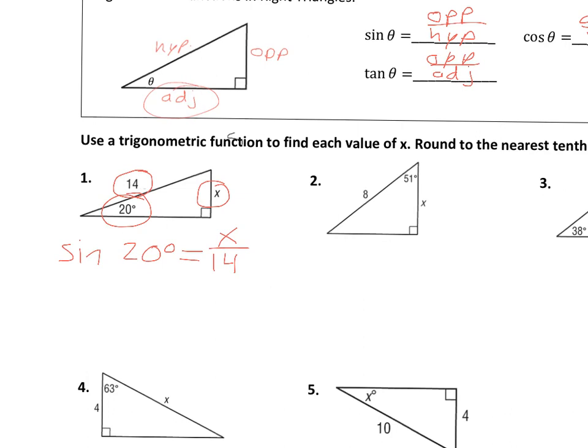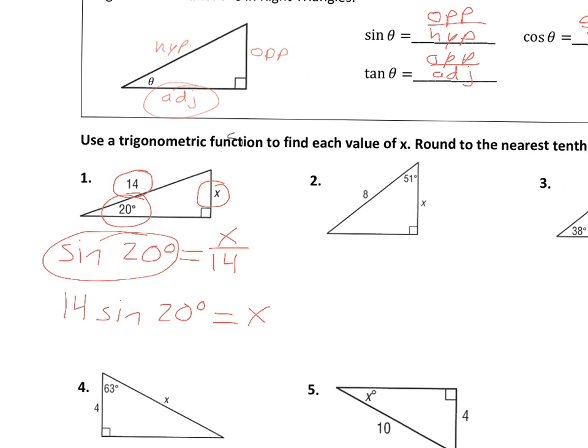When you multiply a trig function, so when you multiply sine, cosine, or tangent by a number, you put that number in front. Do not put the 14 next to the 20, otherwise it's going to take the sine of 280 degrees, which is 14 times 20. You want it to take the sine of 20 degrees and then multiply that by 14.